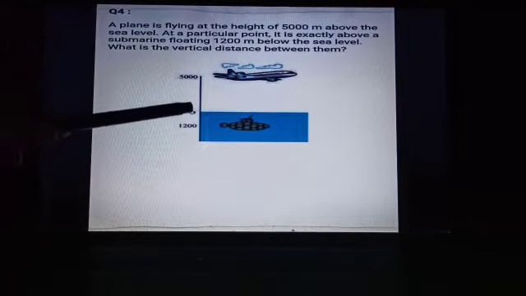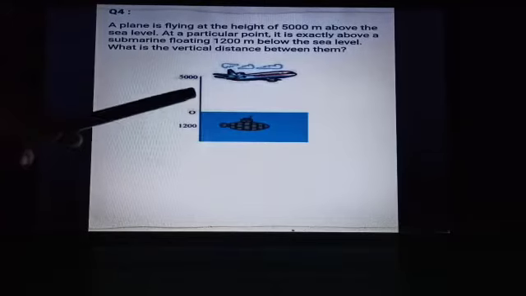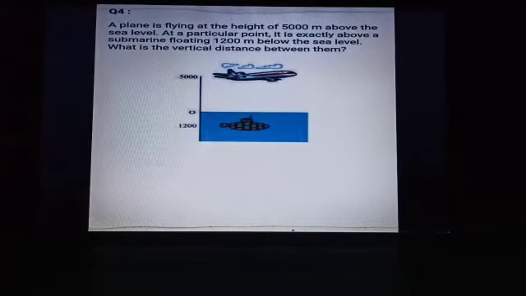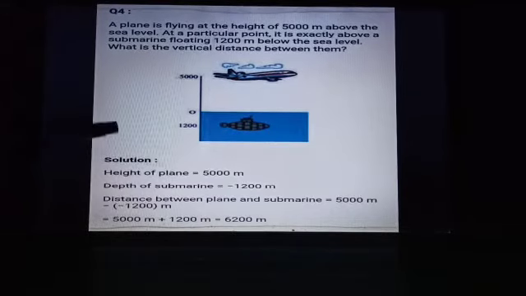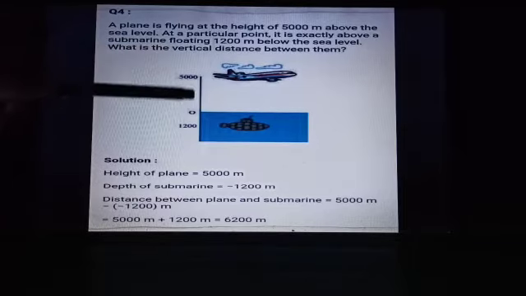As you know, above the zero level all the distances are positive, and below the sea level all the distances are negative. So I have written here the height of the plane is plus 5,000 meters and the depth of the submarine will be minus 1200 meters. Now we have to find the distance between these two.